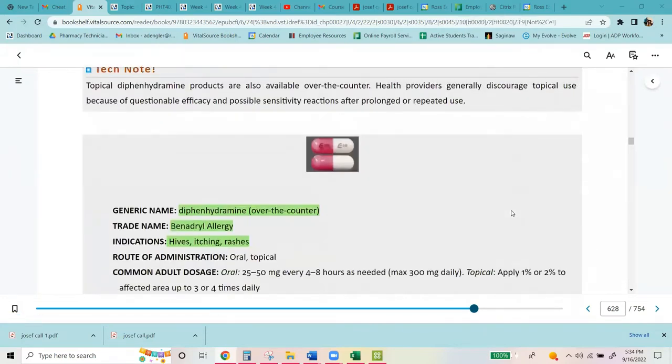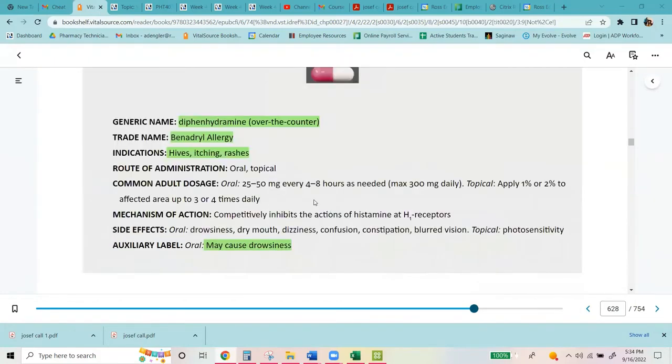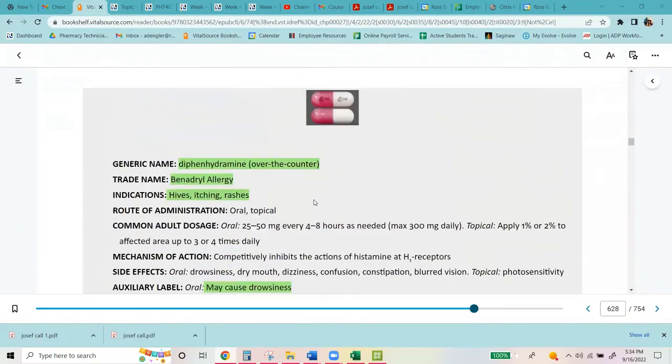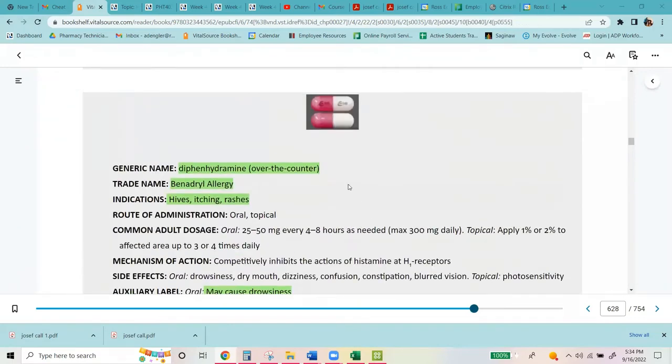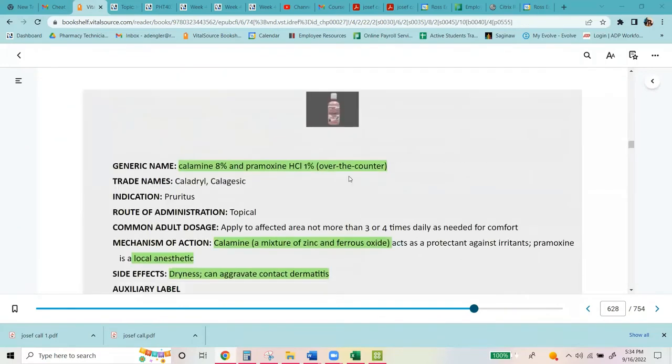Diphenhydramine is indicated for hives, itching, and rashes. It's Benadryl. You can get it over the counter. It is available in oral capsules, liquid, and topical products.